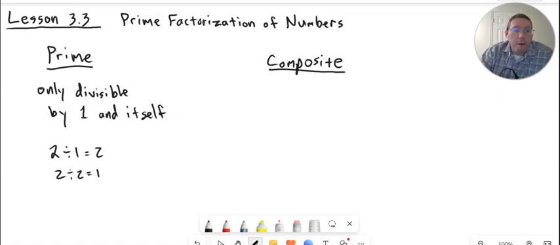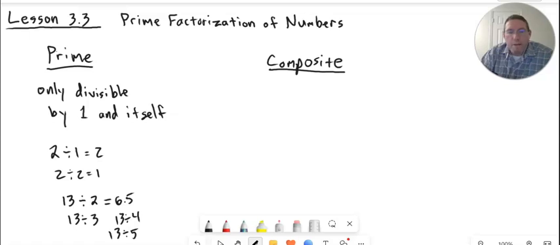Another example of a prime number would be 13. If you divide 13 by any number other than 1, 13 divided by 2 is a decimal, 6.5. That's not a whole number. Therefore, 13 is presumably prime. We can't do 13 divided by 3, can't do 13 divided by 4, can't do 13 divided by 5. 13 is not divisible by 6, and it's not divisible by 7.